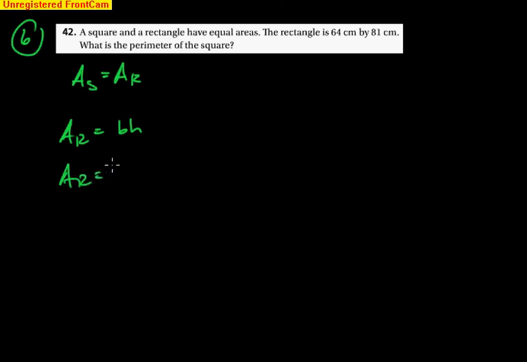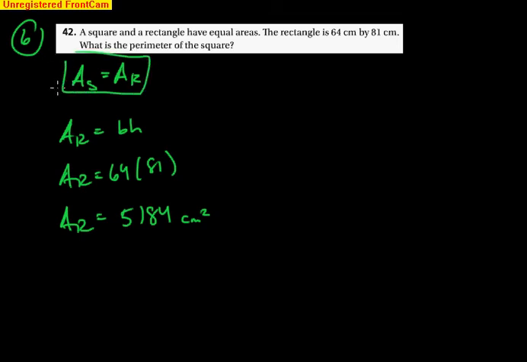So the area of the rectangle is 64 times 81. When you multiply that together, 64 times 81 gives you 5184. Now this is the area of the rectangle in centimeters squared, but because of this idea, this is also the area of the square.